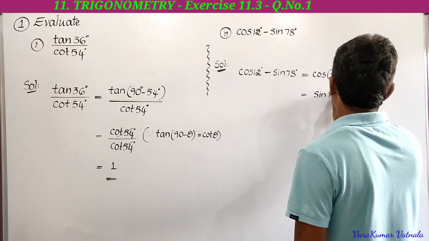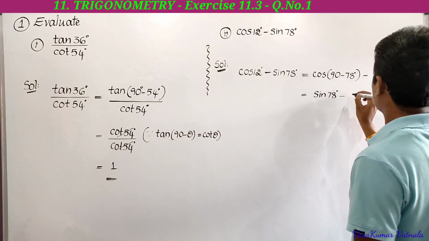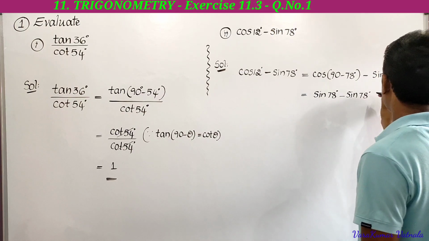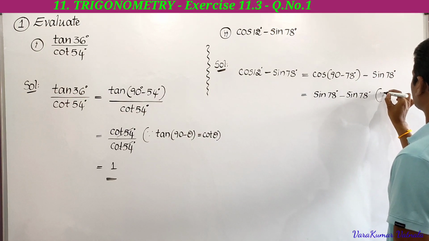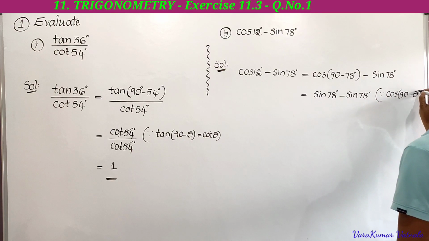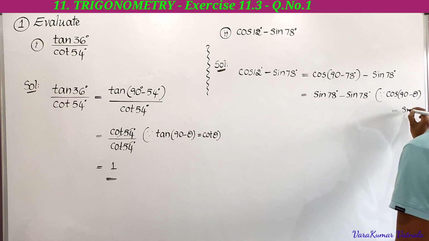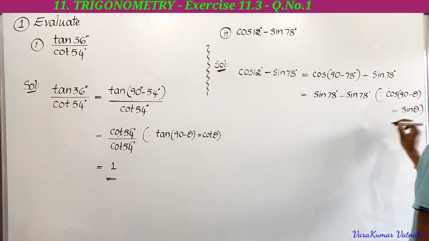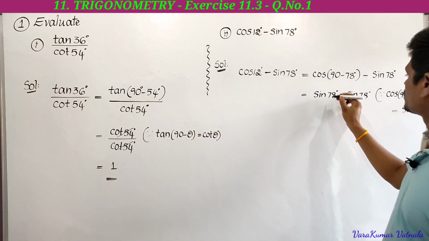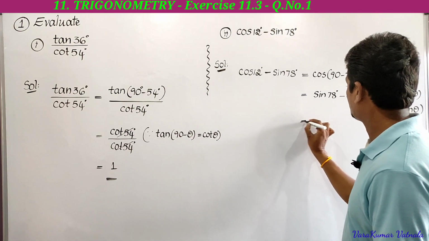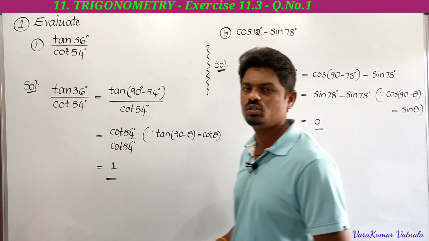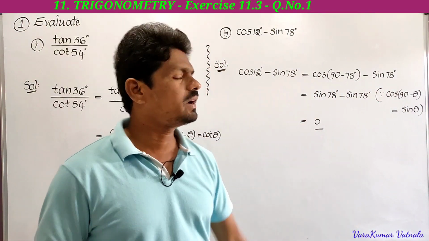Sin 78 degrees. So minus what is there here? Again sin 78 only. Right, sin 78. Since we have cos 90 minus theta equal to sin theta, using this formula we have written it. Cos 90 minus theta equal to what? Sin theta. So sin 78 minus sin 78, we get 0. Sin 78 minus sin 78, the value is 0. So this is the second bit.